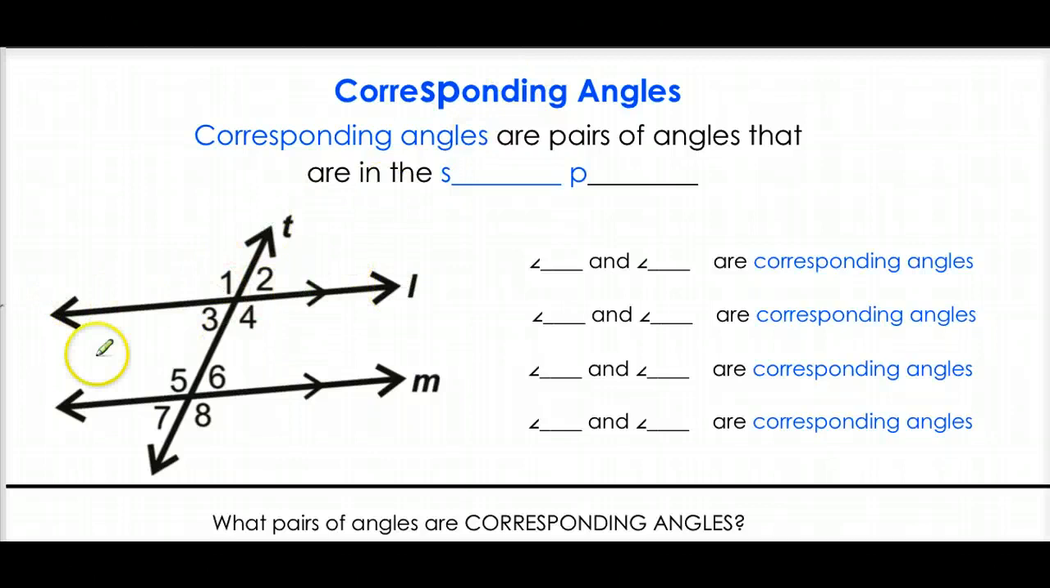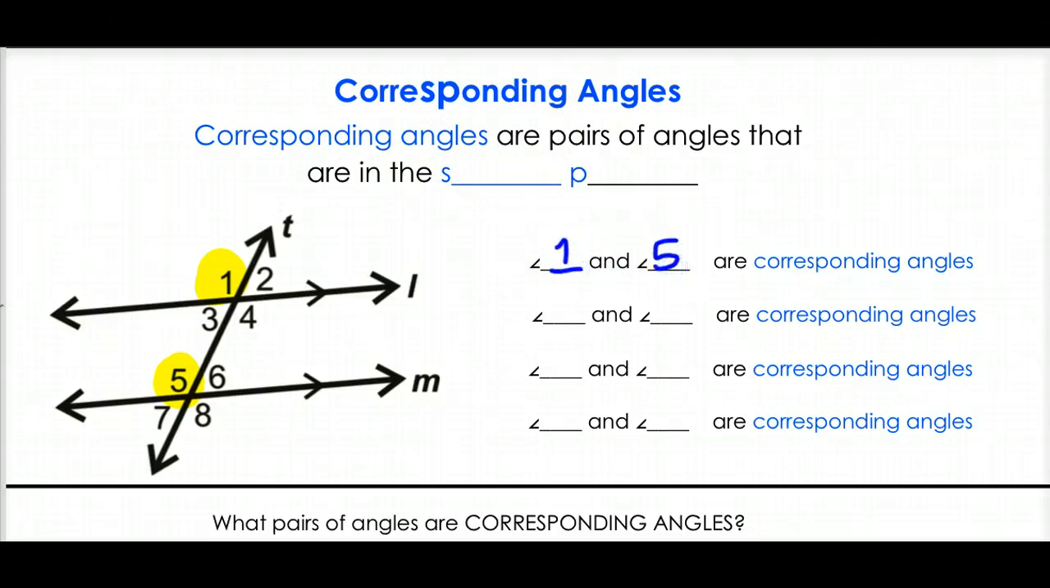We got lines L and M, okay? If you look at angle 1, and you just look at this top half, I want you to ignore this bottom. Ignore these bottom 5, 6, 7, 8. Pretend they're not even there. So angle 1 is on the top left-hand side, okay? Angle 5 is also on the top left-hand side. So these would be corresponding angles. So angles 1 and 5.